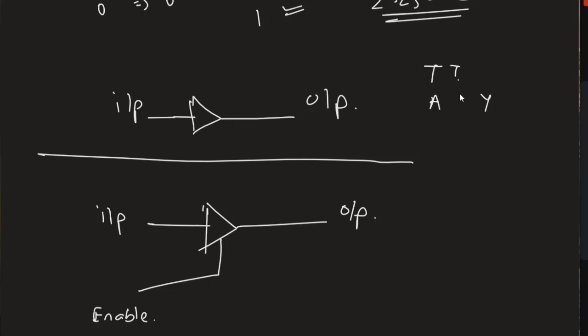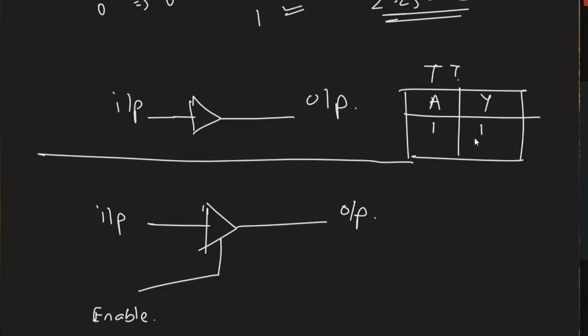Try to understand the difference between these two. Whenever you have 1, your output will be 1. Whenever you have 0, your output will be 0, and that's it, nothing else.